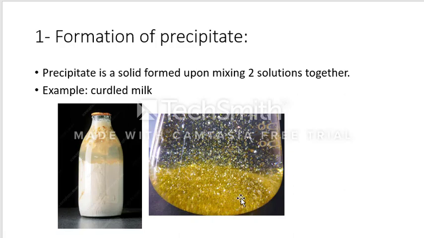If you check here in this picture, you can see solid particles down at the bottom of the beaker or the flask. So this is your precipitate. Even though it may contain liquid, also a solution, I care about the solid particles that are formed down here. These are precipitate. You have an example, which is curdled milk.